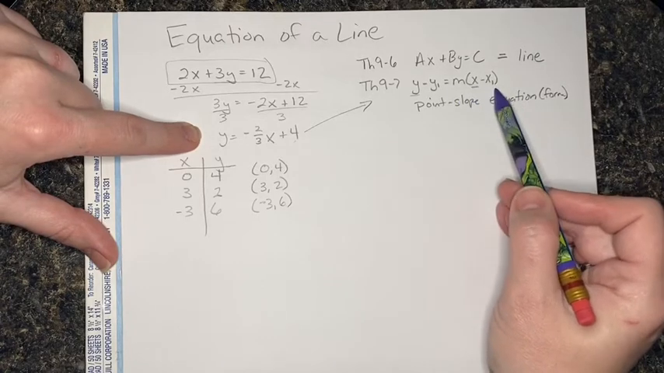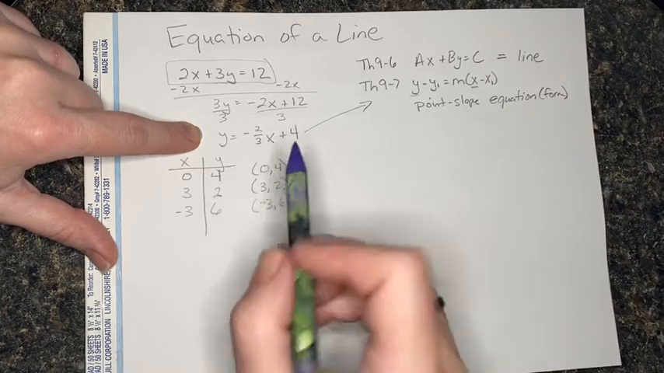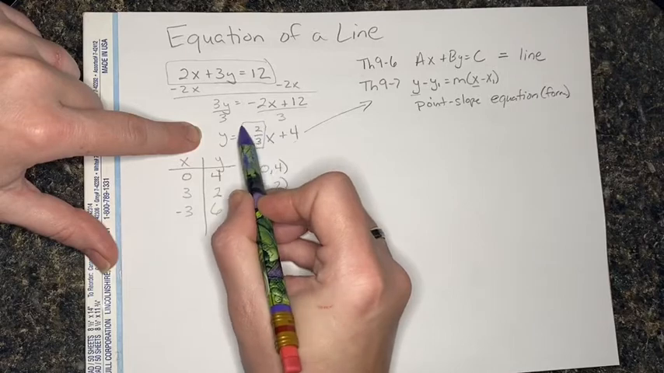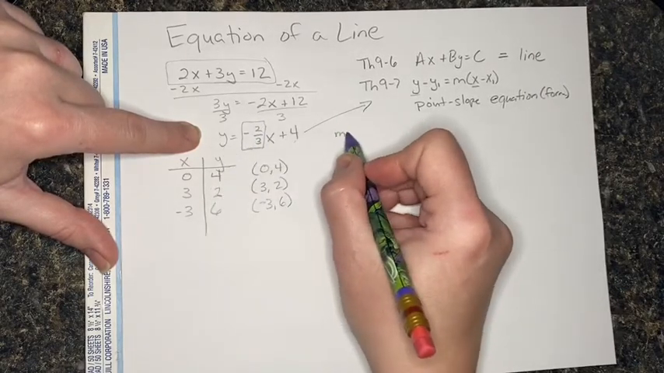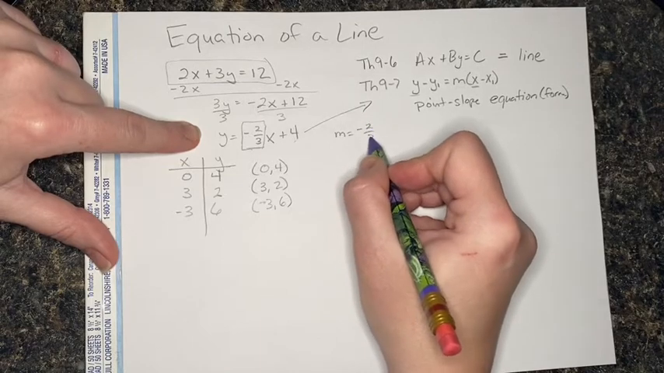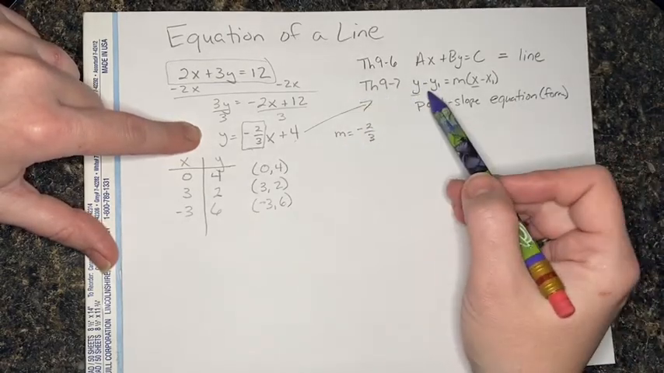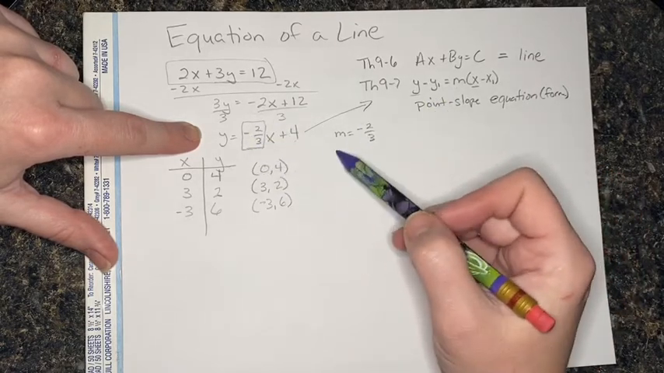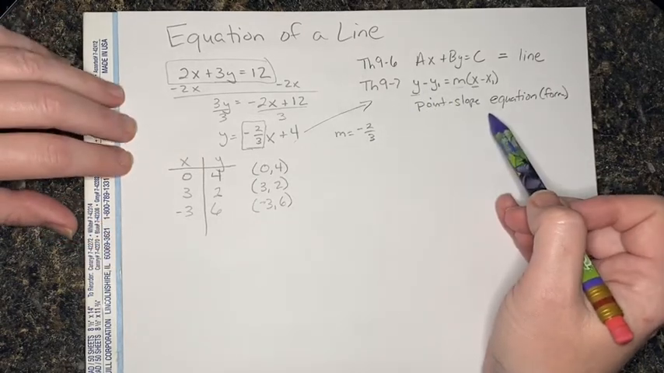But knowing now that theorem 9.7 tells us that this is how it's set up, that our slope is times x minus x sub 1, we know then by looking at this equation that this number right here is our slope, okay? So the slope of this line is -2/3, all right? We learned that through this theorem. Our slope for this line is -2/3 because this is where it falls in our point slope form.